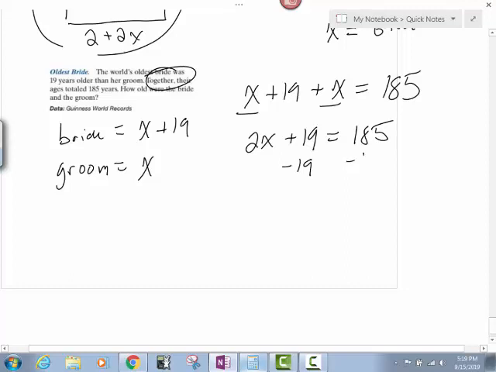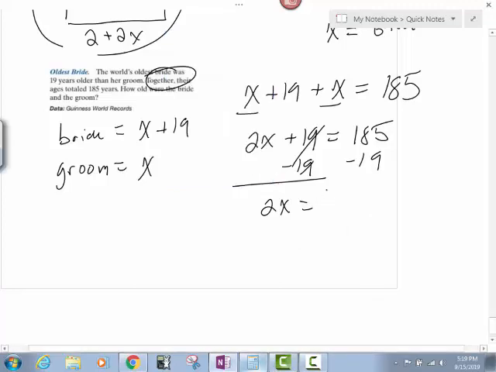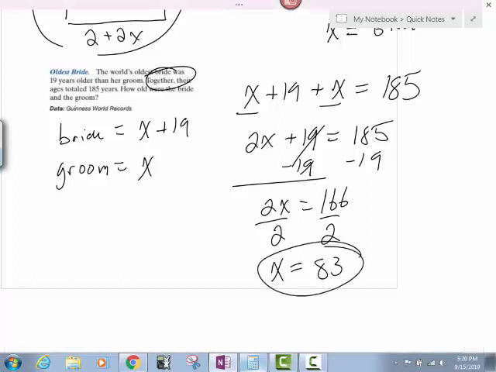So when you minus 19 and you minus 19 here, we end up with 2x equals, let me grab my calculator, 185 minus 19, 166. Okay, 166. We can divide both sides by the number 2. And coming up with x equals 83. So let's figure out who is 83 years old. X, the groom. 83 years old. Okay.